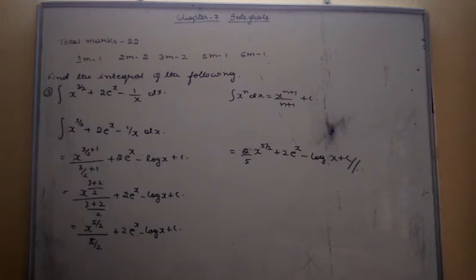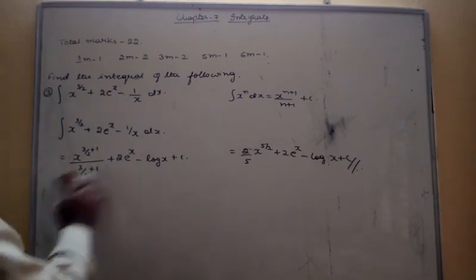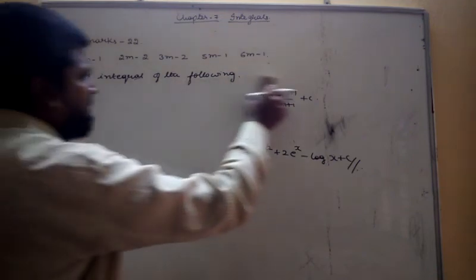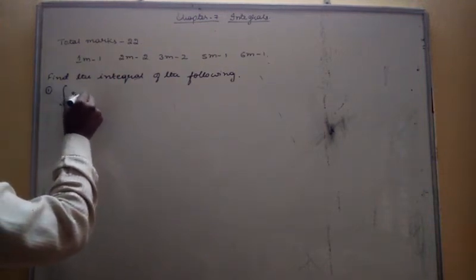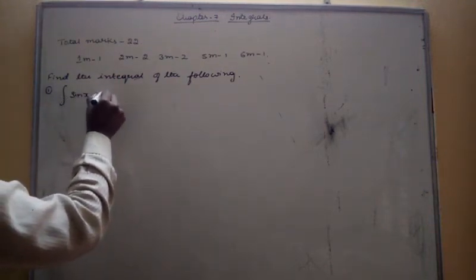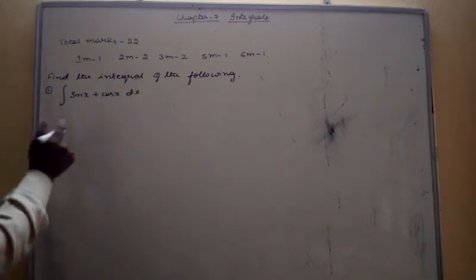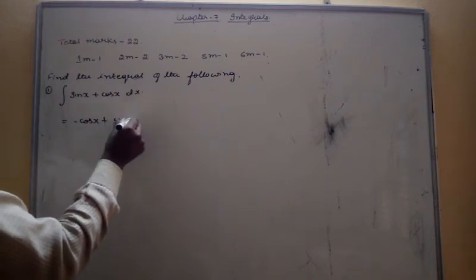Take down the next type of problem on trigonometric functions. Integration of sin x plus cos x dx. Okay, so we know the integration of sin x is minus cos x, then the integration of cos x is sin x plus c. Okay, this is the answer.